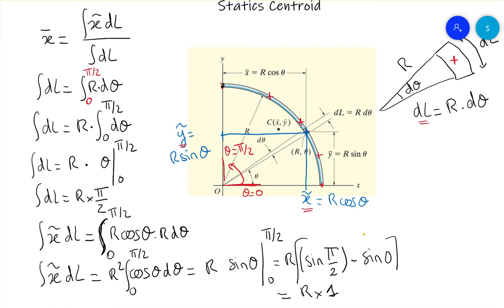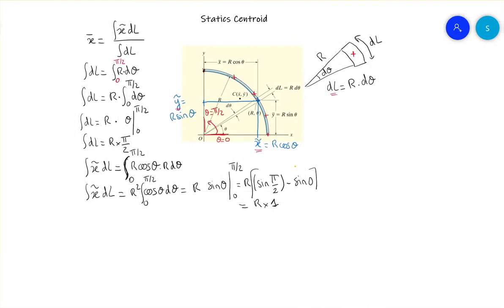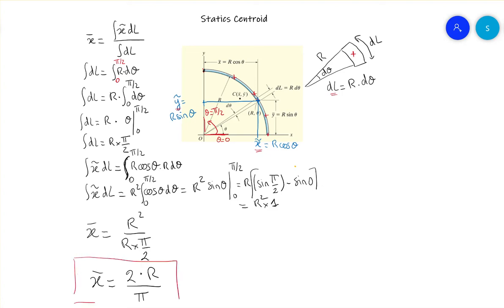So at the end, what do we have for x bar? Let's make it smaller so I can keep writing. x bar is equal to r square divided by r times pi divided by 2. Oh, I forgot the square, sorry. r square. So x bar is equal to 2 times r divided by pi. Here we go. That's the position of x bar, and we can use this now for any r, for a quarter of a circle only, not for a semicircle, just for a quarter of a circle.